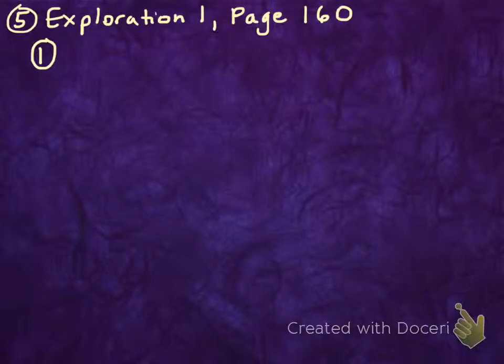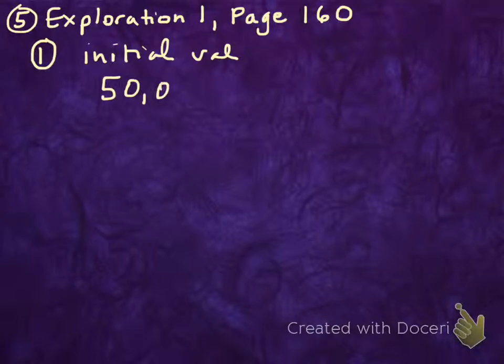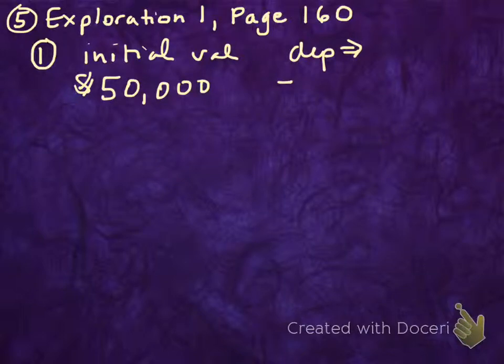Well, that means that the initial cost, or the initial value of the building, is $50,000 because that's what they spent on it. And depreciating implies that we are losing value, so we would say that would be a negative $2,000 annually.